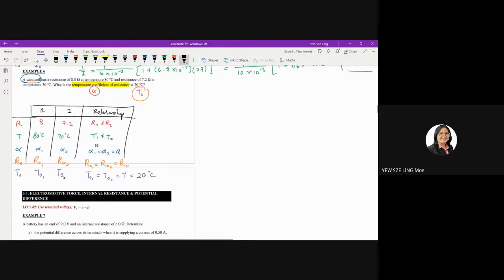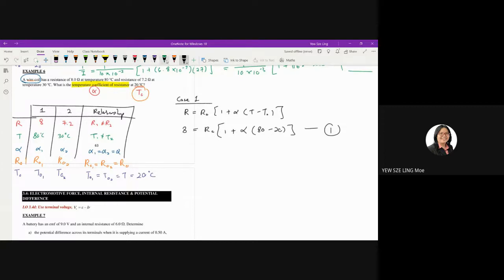Okay, so after I have all this information, and I know the relationship between the variables for 1 and 2, I can then proceed to forming equations. So equations for case 1, I'm going to start from the general equation, R equals R naught, bracket 1 plus alpha, T minus T naught. So R final given case 1 is 8. 8 equals R naught, bracket 1 plus alpha, T final given 80 degrees C, T initial given 20 degrees C. So that would be my first equation.